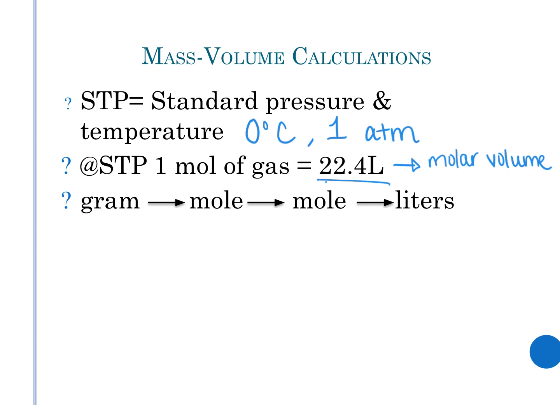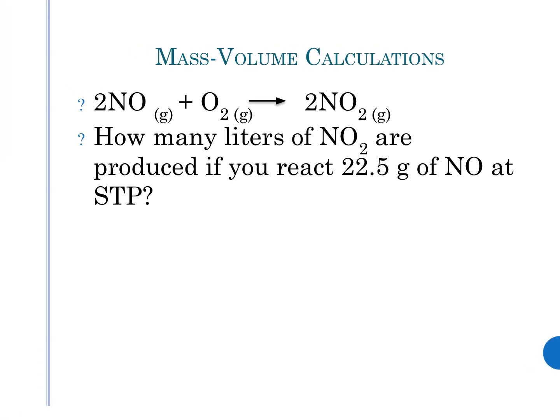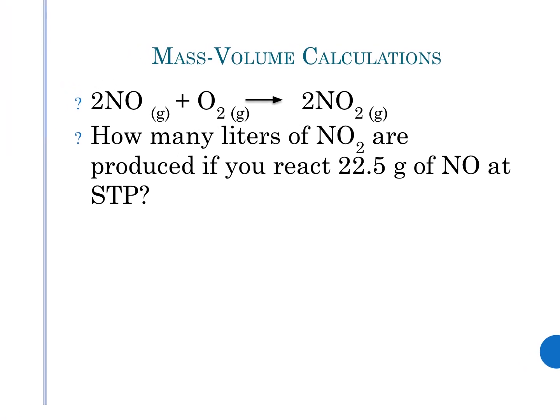So today we're going to learn how to do stoichiometry calculations with volume. Our generic game plan, it should look familiar, but let's say we start in grams. We're still going to go from grams to moles, but now we'll just end in liters. Okay, so for our first calculation, we're going to do a mass to volume calculation. So go ahead and copy down this balanced equation up here. And we're going to figure out how many liters of nitrogen dioxide are produced if you react 22.5 grams of nitrogen monoxide at STP.